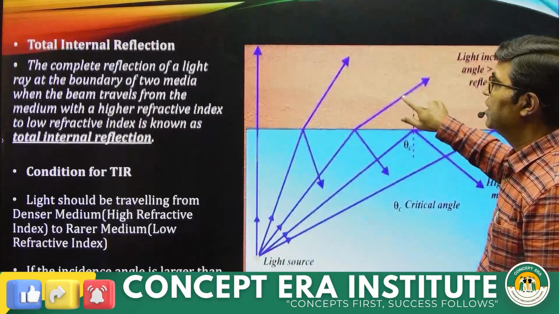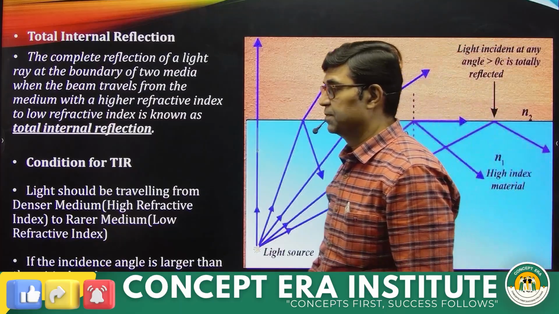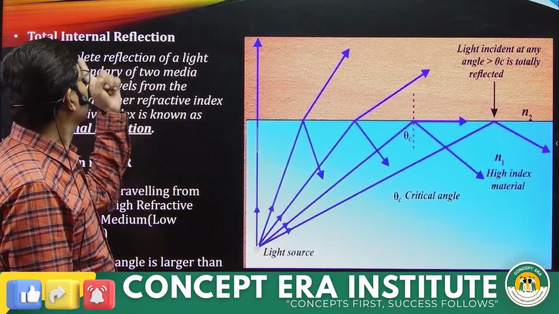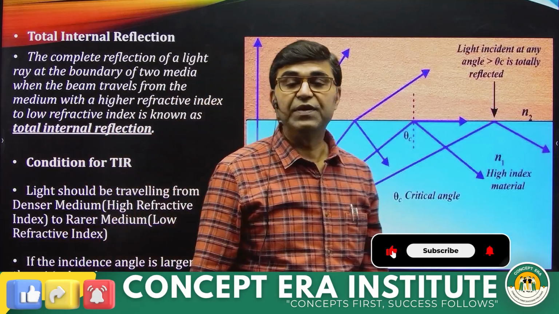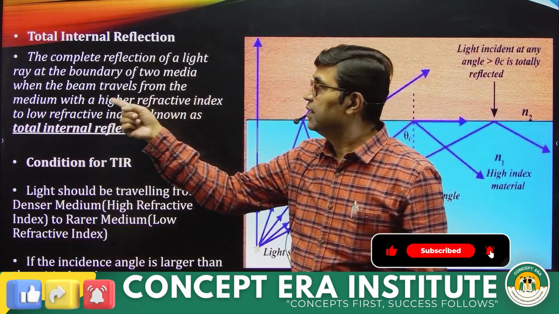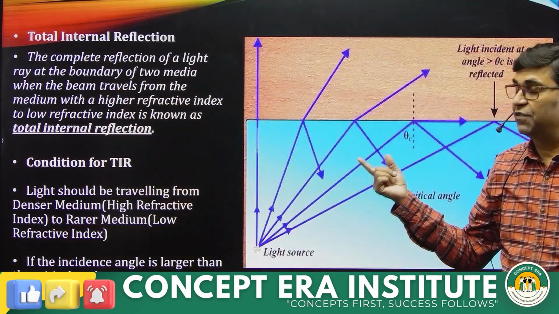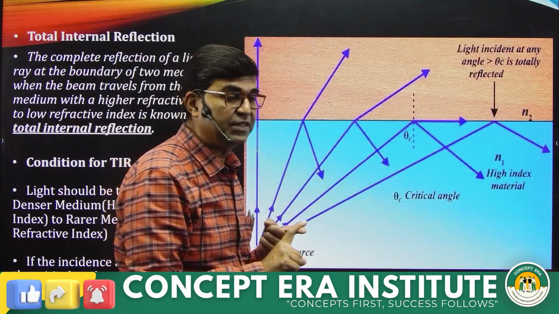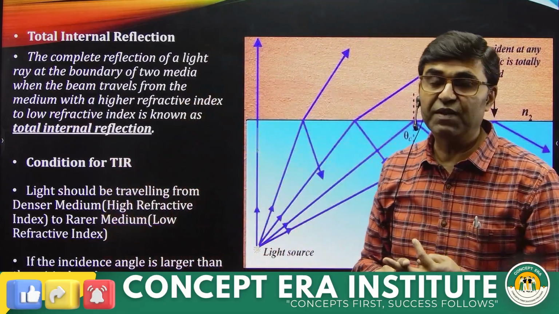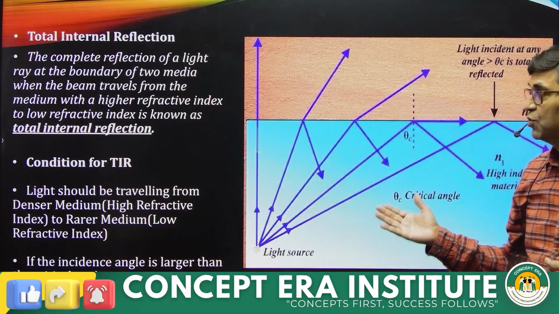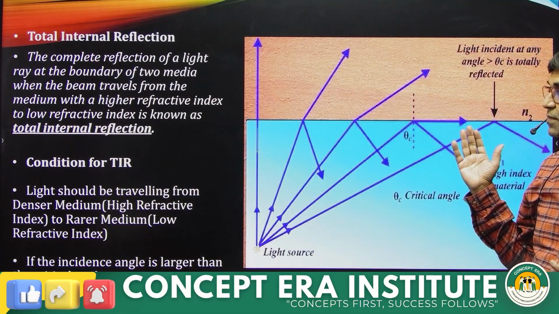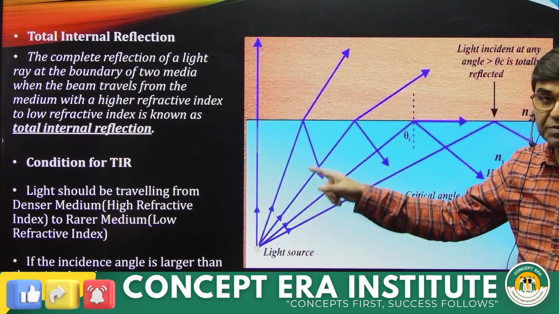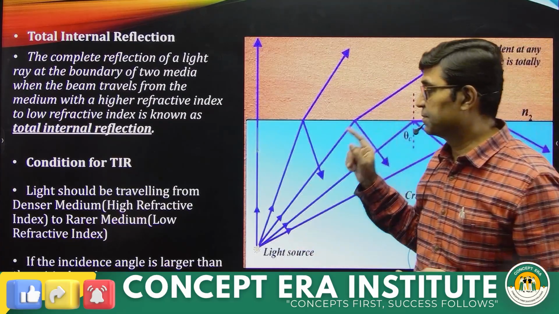Now coming to a very important phenomenon, total internal reflection. What is total internal reflection? It has certain conditions. The first condition is that light must be traveling from a denser medium to a rarer medium, that is, from a medium of high refractive index to a medium of low refractive index.